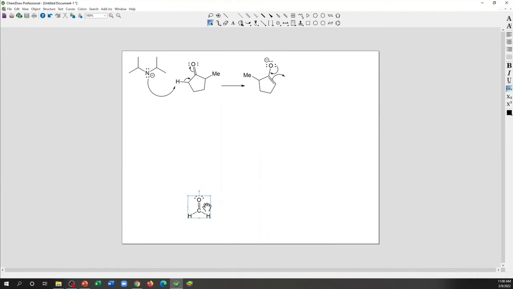Then we pipette in the formaldehyde. The formaldehyde is unenolizable. You can't make an enolate out of this because it doesn't have any alpha carbons to attach hydrogens to. It's also an incredibly reactive electrophile, so this is going to happen very quickly. We're going to end up producing our aldol oxide.